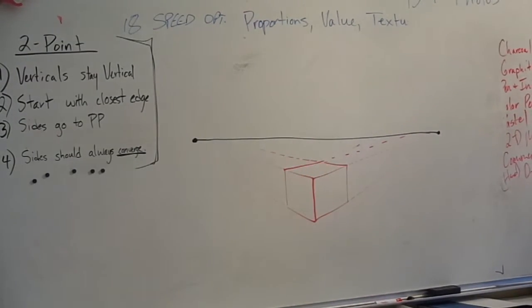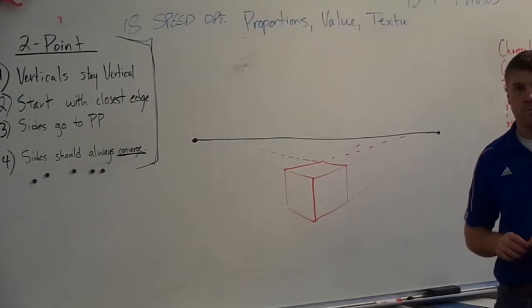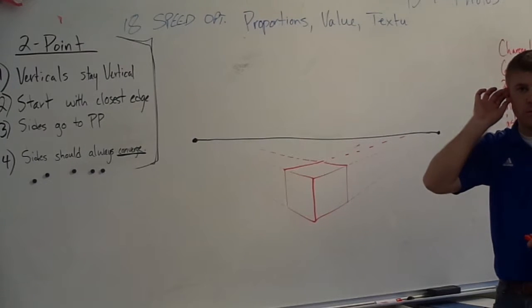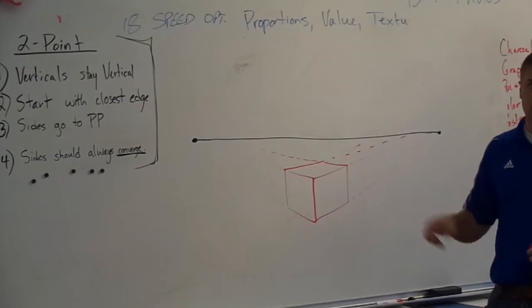Notice how now we have a two-dimensional box that is in correct perspective. What are we doing here now, Mom? Wait, say that again. You take the opposite corners, go to the opposite PP.